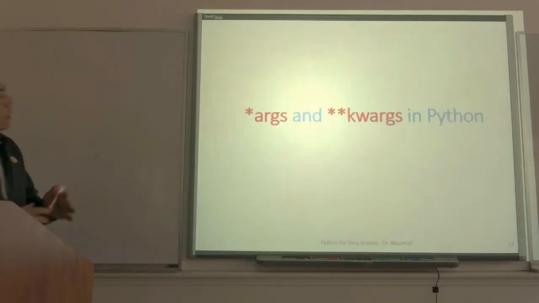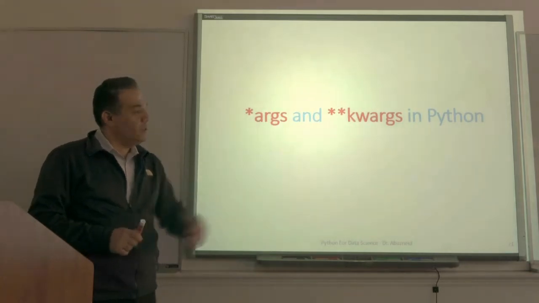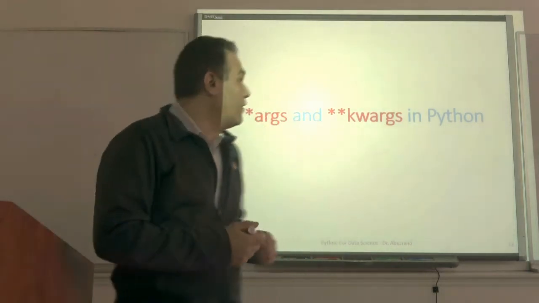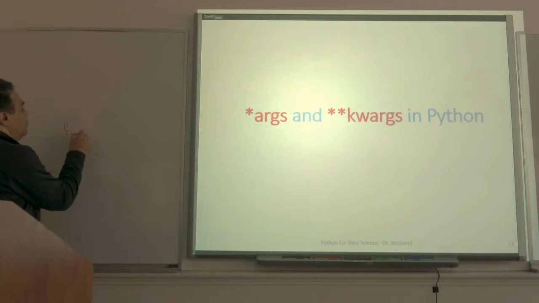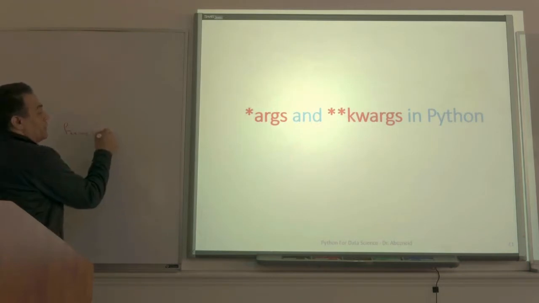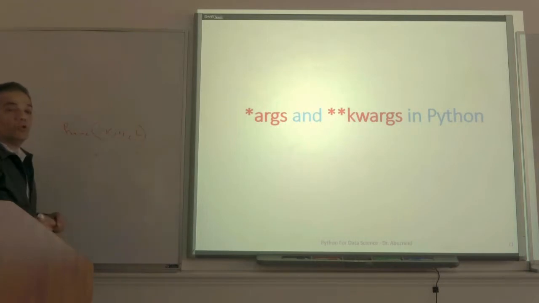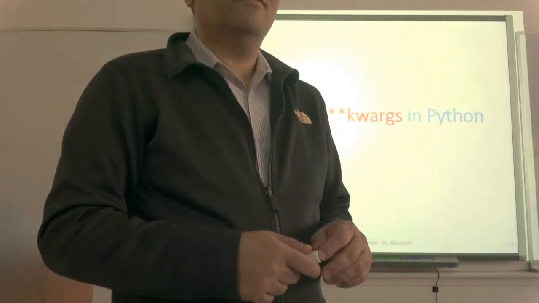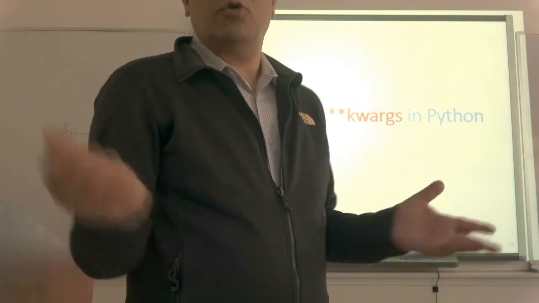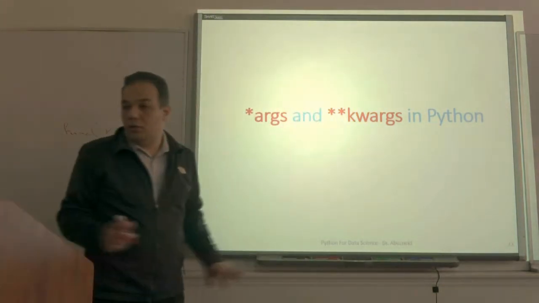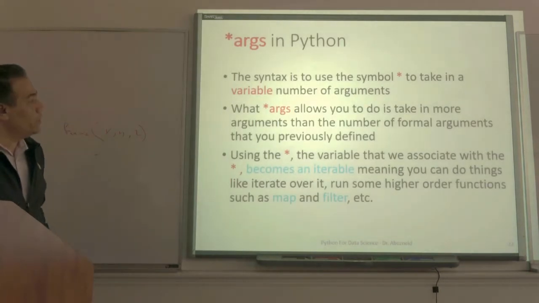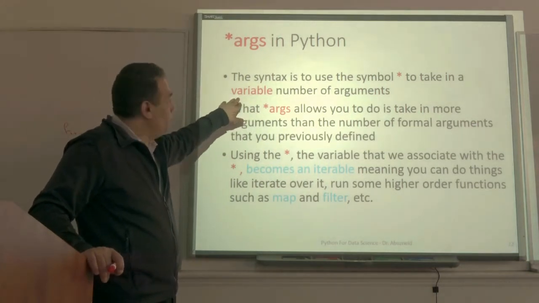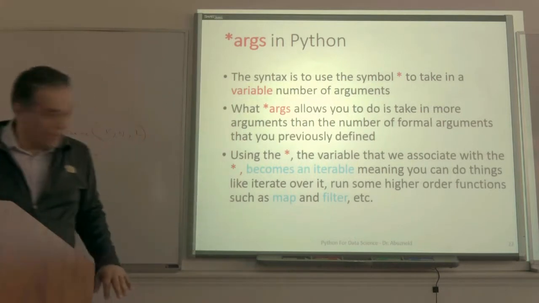All right, and here we're going to talk about args and keyword arguments. And we use it for what? For variable parameters. Usually when you have a function, for example func, you could have fixed parameters, for example x, y, z. What if this function could receive a variable number of parameters, not fixed? Can we do that? Yes, we can do that easily, actually. The syntax is to use the asterisk symbol to take a variable number of arguments.